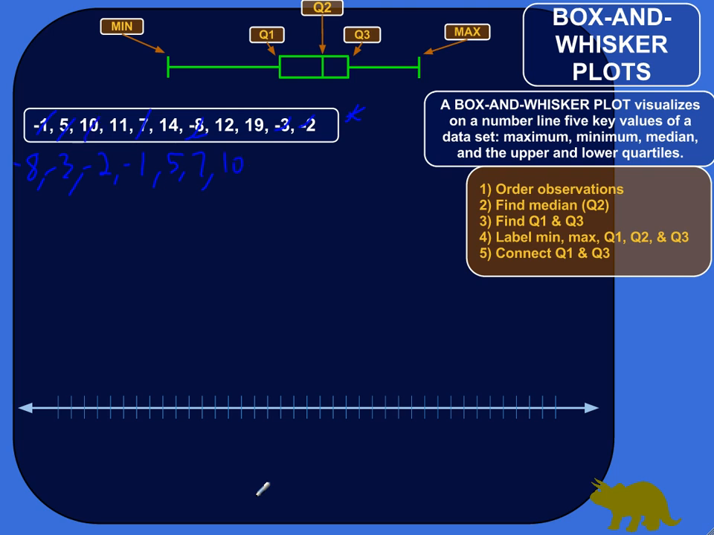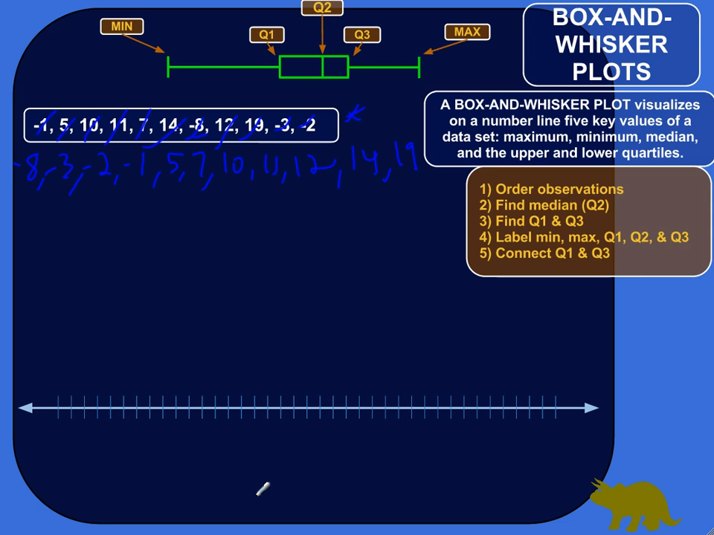10, 11. Good idea to cross the data points out as you go, so you know that you've included them. 12 and 14. Oh, and then 19. Yep, that's good. I almost missed that one, but since I hadn't crossed it out yet, I knew that I needed to include it. So now I've ordered my points from least to greatest.